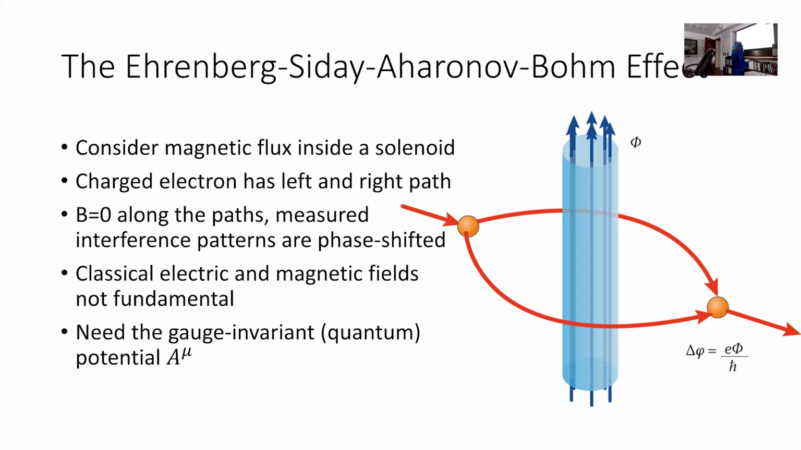Classically, if A mu didn't matter and only the magnetic field mattered, if I send something along here and B is 0 here, it's not going to affect anything. If I have it here, it's not going to affect anything. So this and this are going to be the same. But what was experimentally found is that if you go to the top or the bottom, it actually makes a difference.